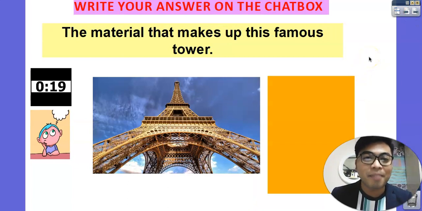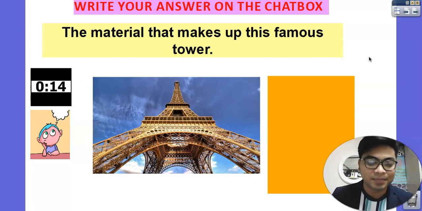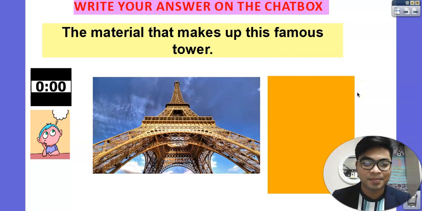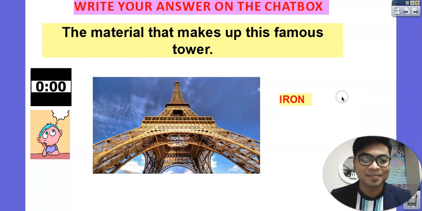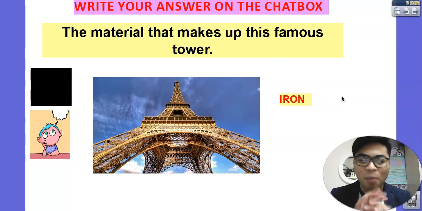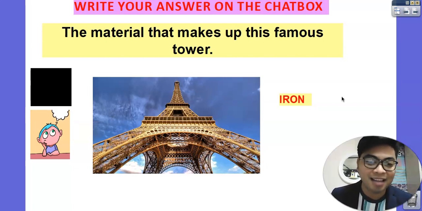Question number 2. The material that makes up this famous tower, the majority of this material. Let's see your answer. It's iron. So most of these are actually iron, and we're going to take a look. If it's iron, then what's the danger of building structures made up of iron, especially nowadays?